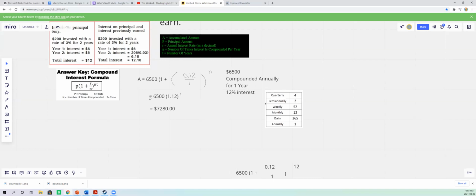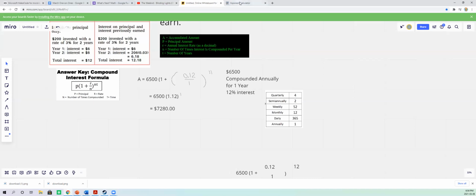So if we do the math, we get 6,500, and we do our brackets first. We want to take care of our brackets first. So we take that 0.12 and we add the 1. Remember, we would divide 0.12 by 1 to get our answer. So it's 1 plus 0.12 divided by 1. And we get the answer of 1.12 to the power of 1.